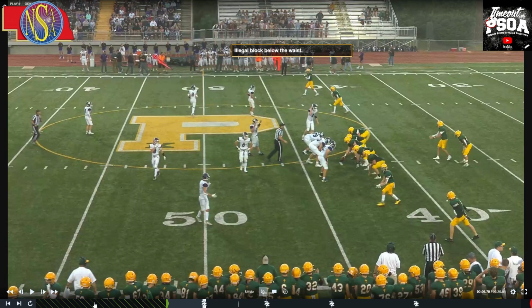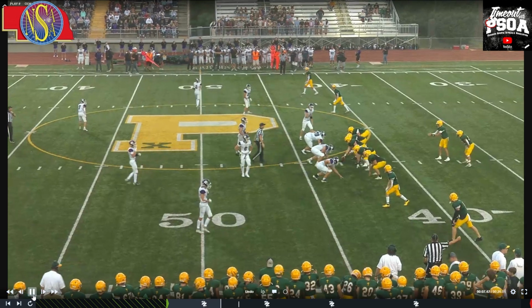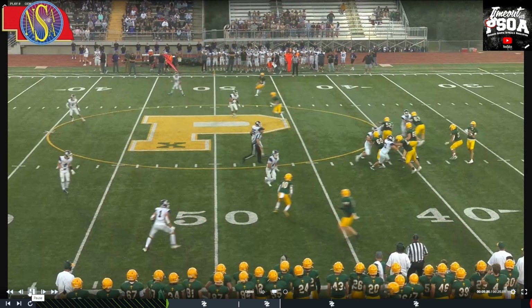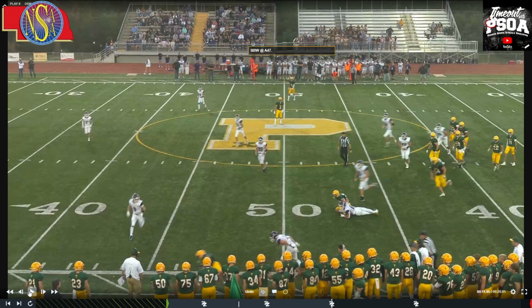Next clip, we're going to be looking at illegal block below the waist. Was on our training tape last week. They continue to happen, and we're not catching all the blocks below the waist. So mechanically, all right, so line judge, this is your key going back towards the middle of the field, and we have a block below the waist at the A47.